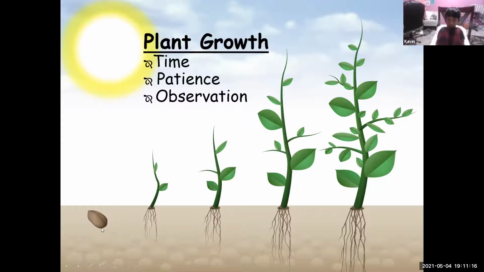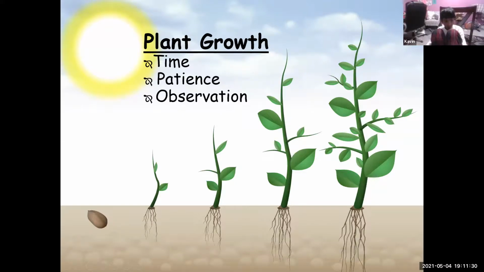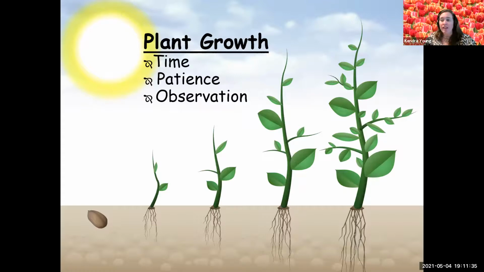So you have a plant, you have a seed, you plant the seed, and then the seed will start to grow roots. And you're right, the taproot is the first root, but then it spreads and has additional roots. When a plant starts to grow, you have to give it time. It doesn't happen overnight. You have to have time, and then you have to have patience. So we talked about what a plant needs to grow, which is the water and the sun, and it needs nutrients. But you can observe the plant as it grows as well.